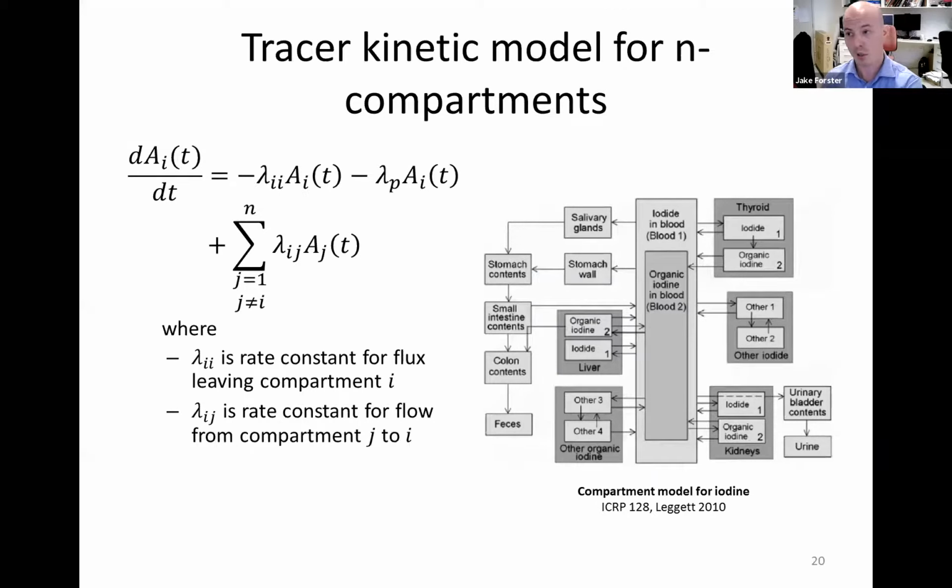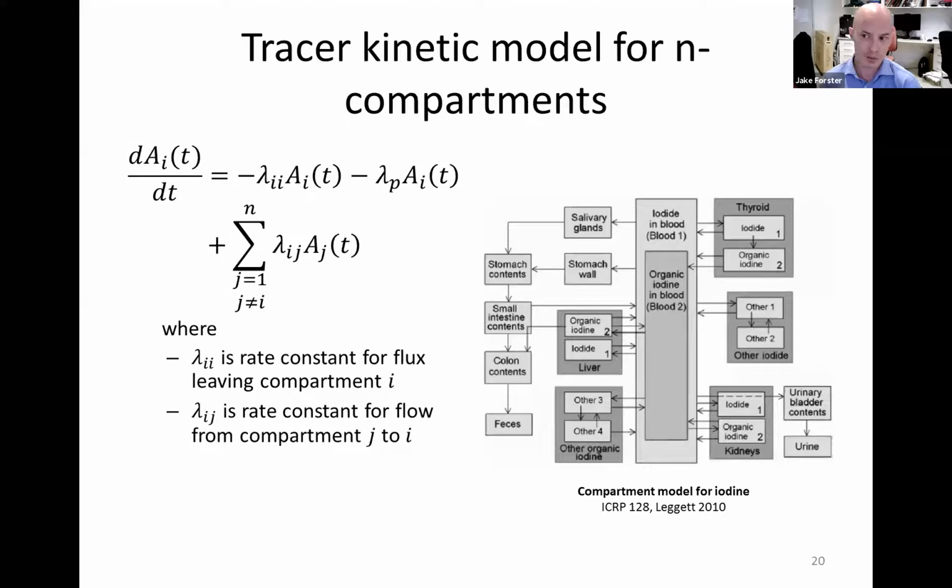Now, these tracer kinetic models can get very complicated if you're looking at real biological systems. They can get very large. For example, this is the compartment model for iodine. However, in general, the tracer kinetic model is usually very easy to write down if you're considering first order kinetics. For example, the general equation is shown there.